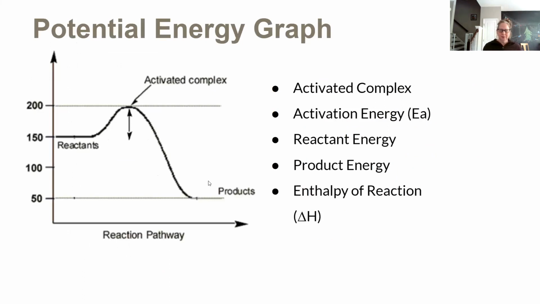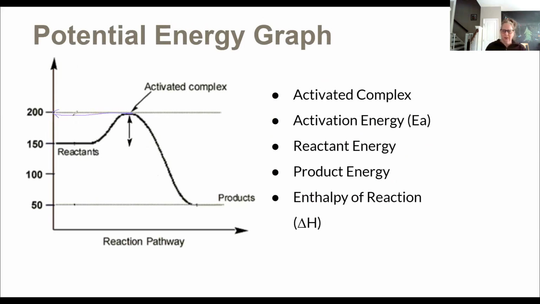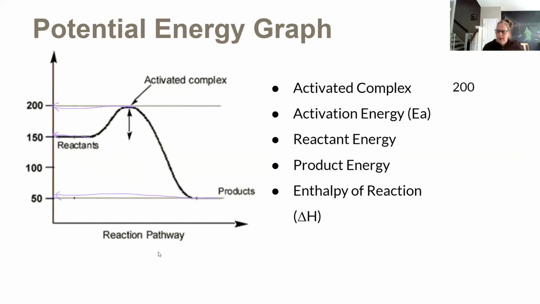Okay. And here's our potential energy graph. We have our activated complex, and so the top of our activated complex is 200. We have our reactants at 150, and our products are at 50. Now, there's no units here, so you don't know if it's joules or kilojoules. It's probably kilojoules, but it's still a way to compare what's going on. So our activated complex is at 200.